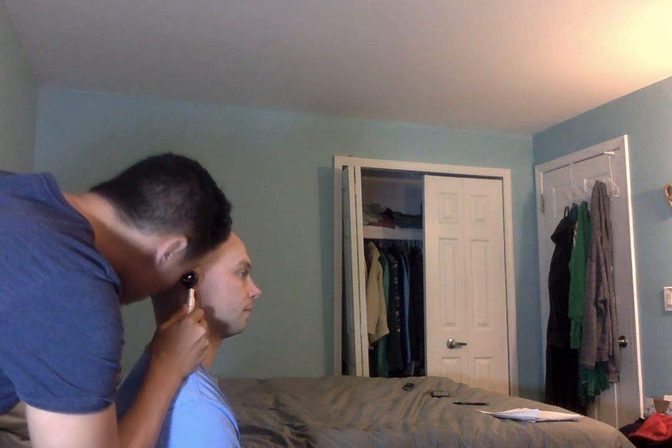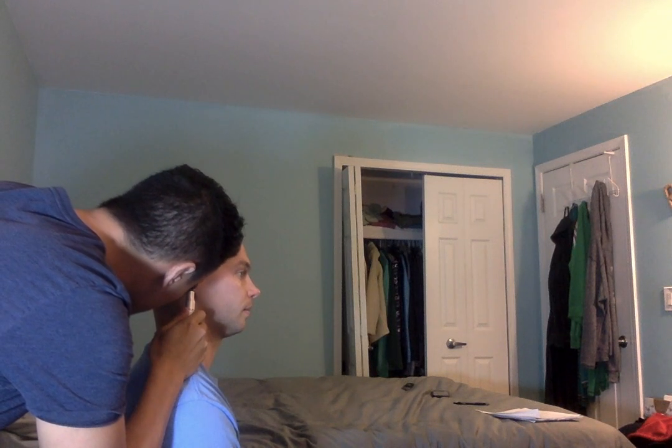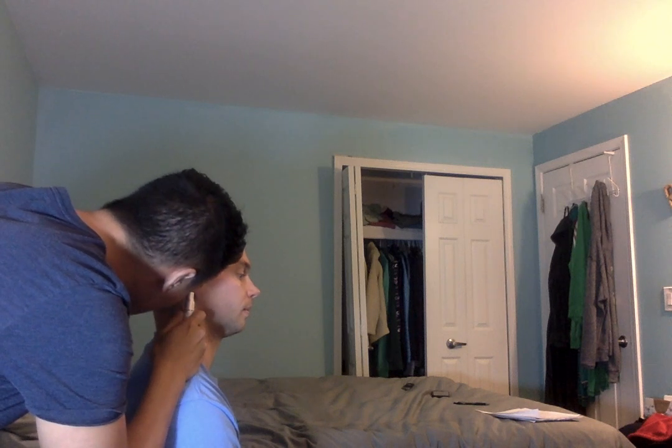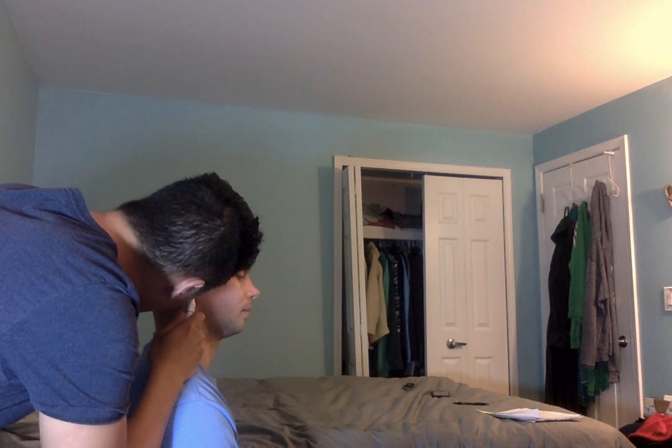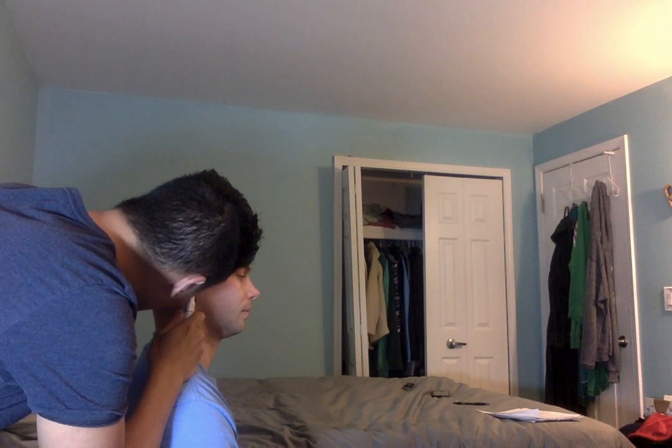Now for the other side, I'm going to pull the pinna up and back. The patient has some mild earwax, but I can visualize the tympanic membrane. It's pearly gray as well, no bulging or erythema, and the cone of light is approximately at the 7 o'clock position.